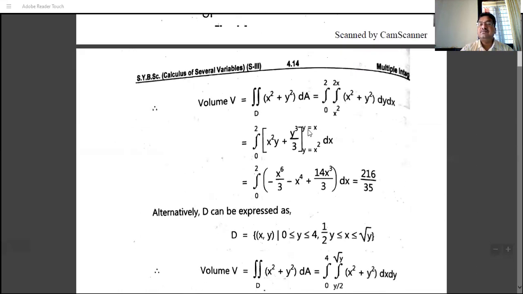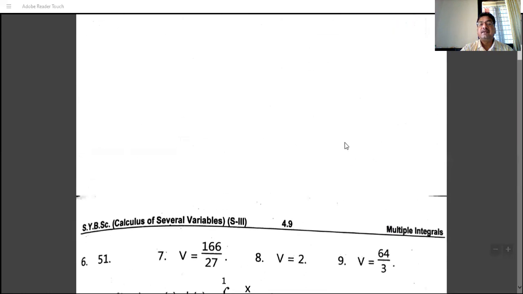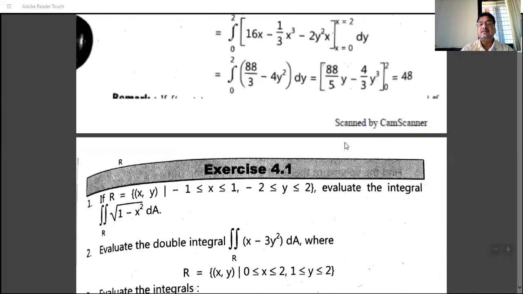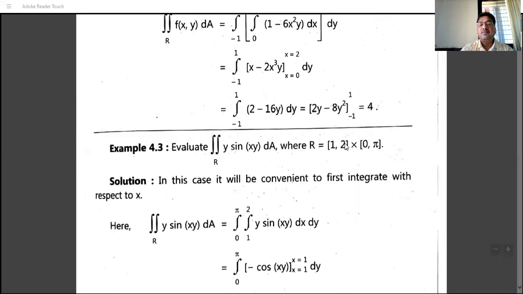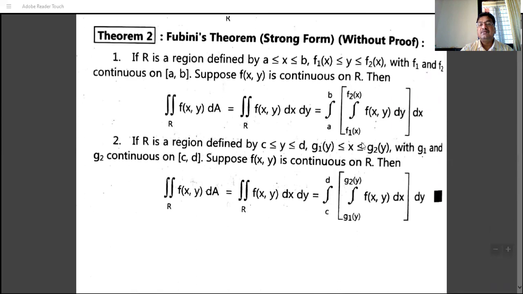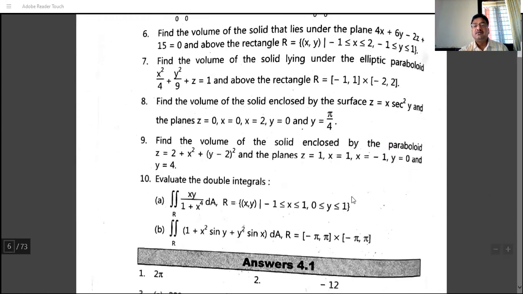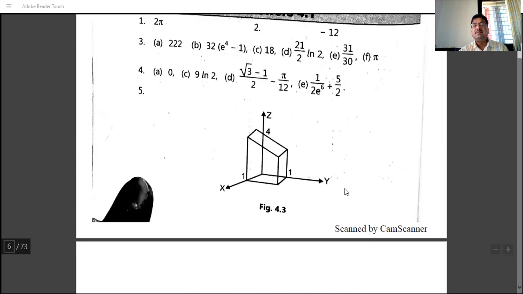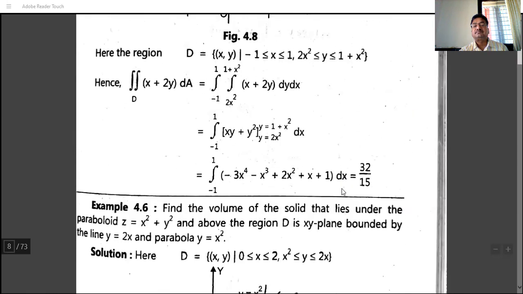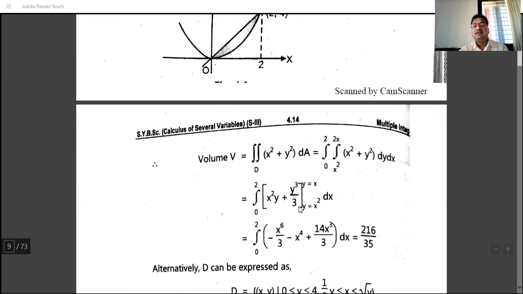Then integrate with respect to y first, because the limits of y are in terms of the variable. This is Fubini's theorem: if the limits of y are in the variable, then integrate with respect to y first and then with respect to x.